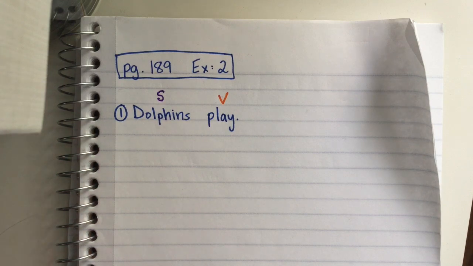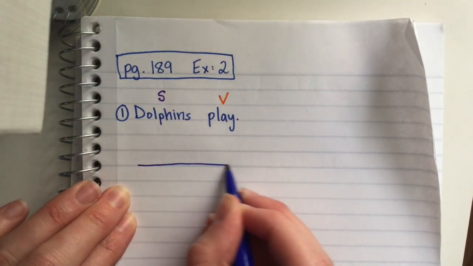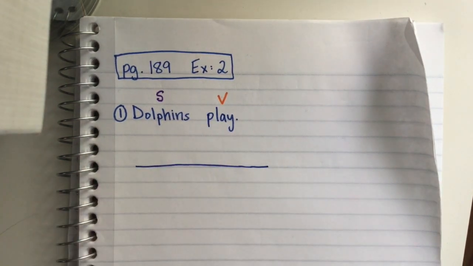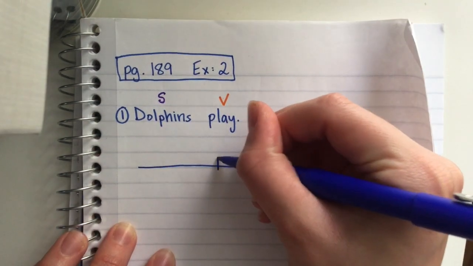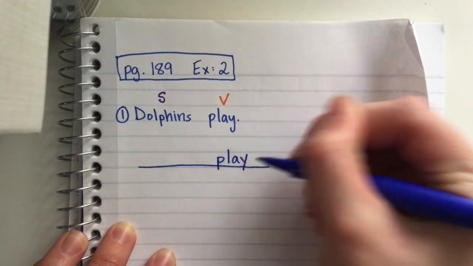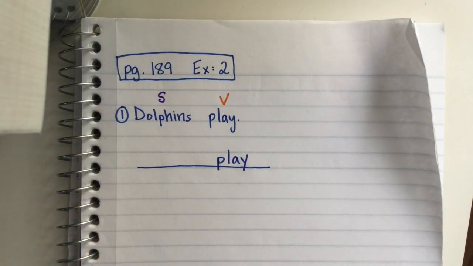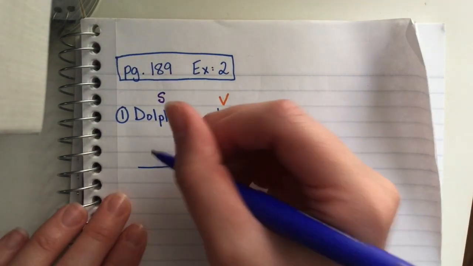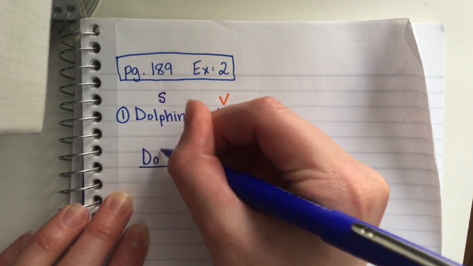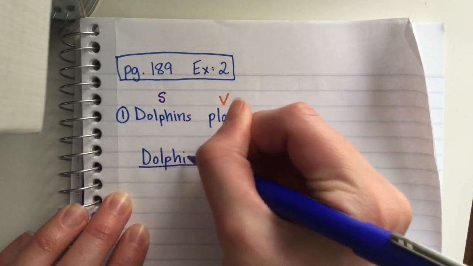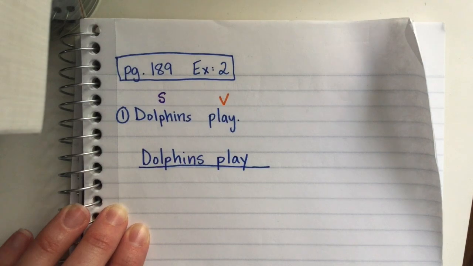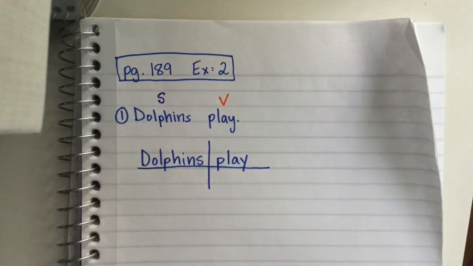So first thing you do, you're going to write your horizontal line. Next you write your verb. So we said our verb was play. And then what was doing the playing? Our subject, and that is dolphins. And then you just have to draw a line in between. This sentence is pretty simple. It only had a subject and a verb.